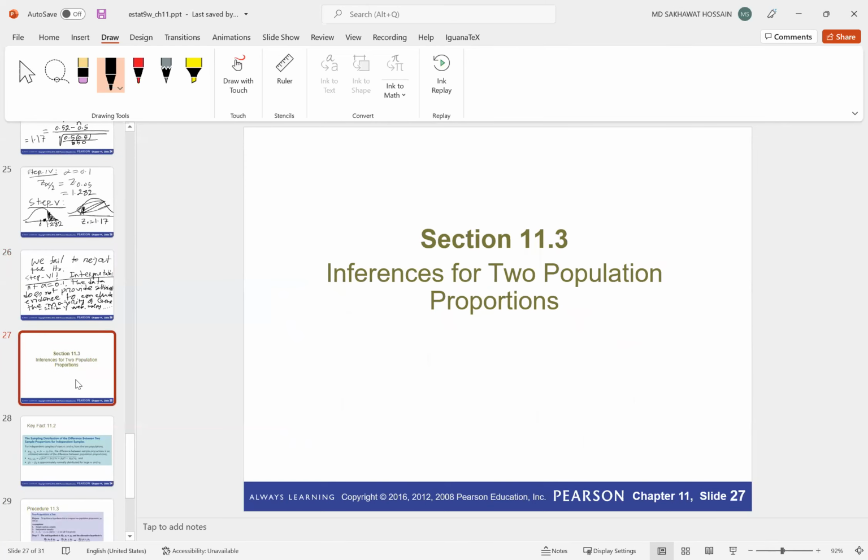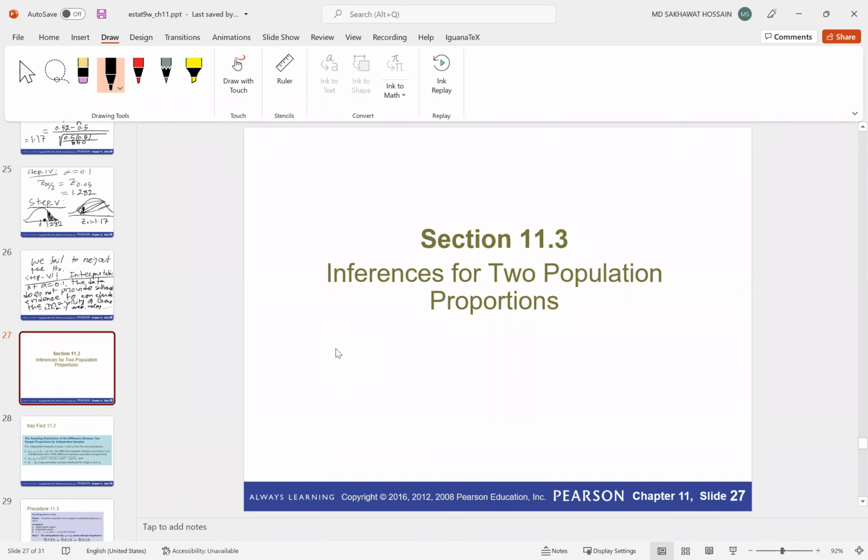Okay, so we have 22 more minutes. So I think I can also go over section 11.3 so that from next class we can go over the review problems for the final. Today I'm not going to go over examples for this one, but I'll just give you the basic idea of inferences for two population proportions.